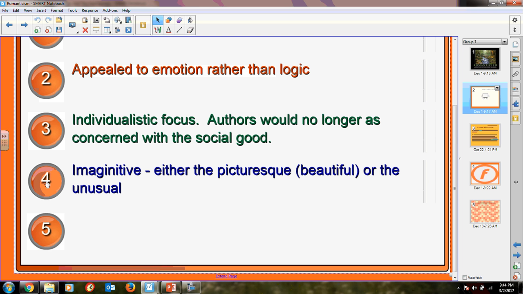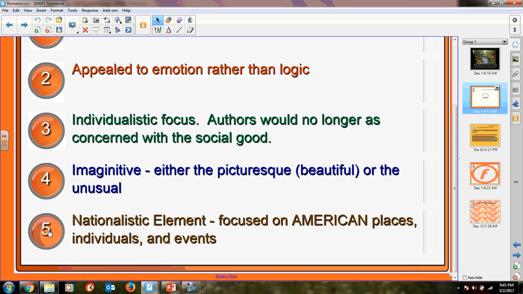It's extremely imaginative. All I have to do is say Edgar Allan Poe and you know what I'm talking about. But at the same time, it focused on the beautiful aspects of literature and art and music. Those of you that are in art with Miss West know that there is an era called the Romantics that used wonderful paint techniques. I love the Romantics in terms of painting because they focused on the beauty of nature and so on.